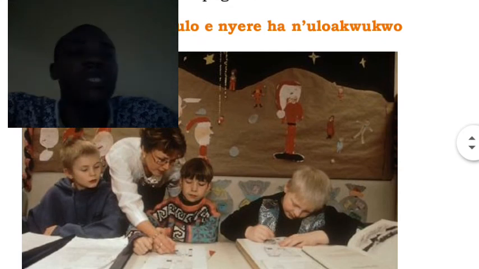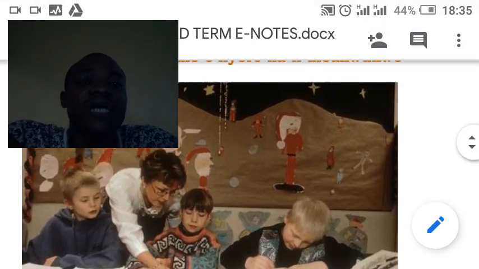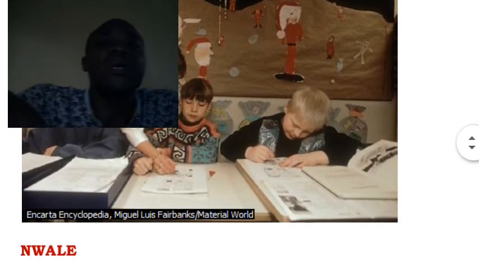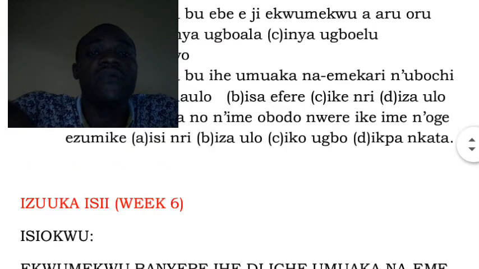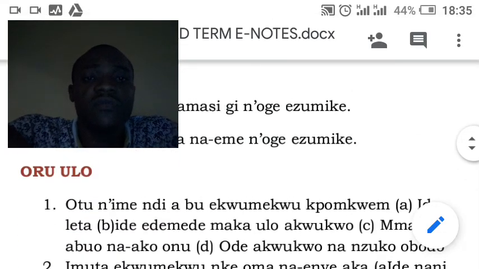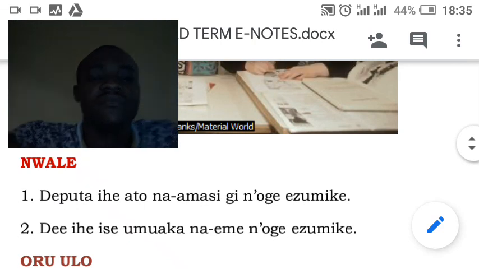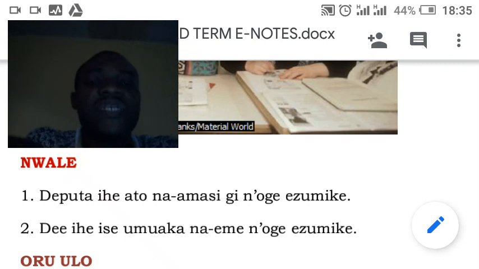Okay, this is a typical picture of children doing the assignment that was given to them by their teachers. Alright, okay? You can do this assignment. Nwale. This means assignment or classwork.